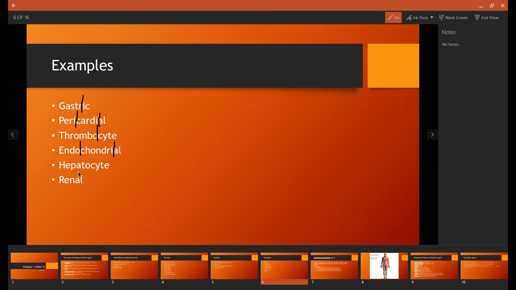Our next one is going to be hepatocyte. So hepato is going to be our word root here, meaning liver. Cyte is going to be cell, so this is a liver cell. Then we also have renal. So breaking that down, ren is going to mean kidney, and that's our word root. AL is going to be the suffix meaning pertaining to, and together this just means pertaining to the kidney.